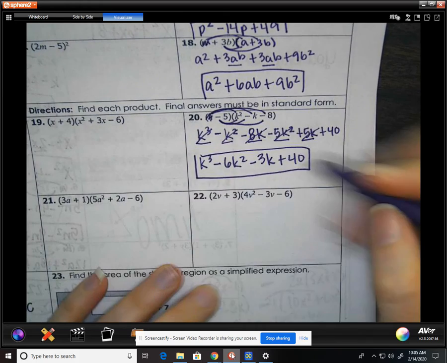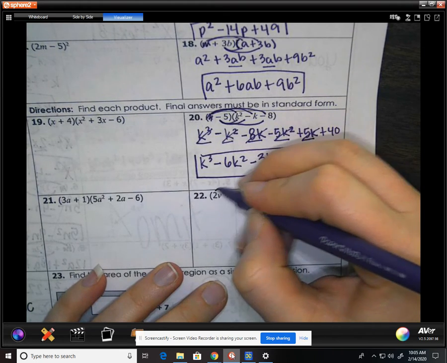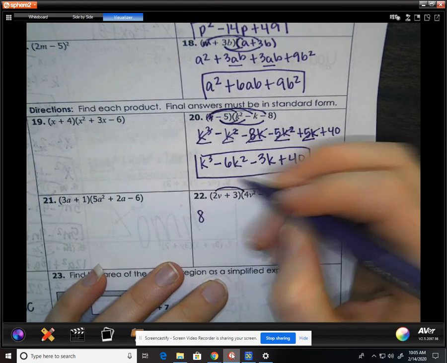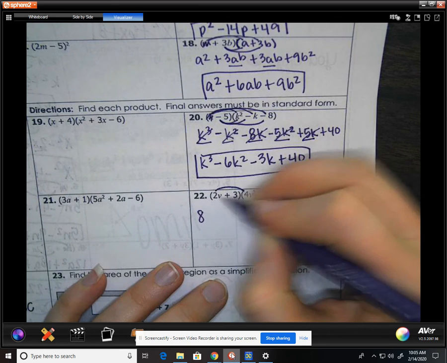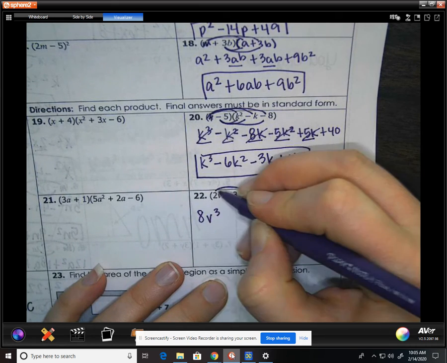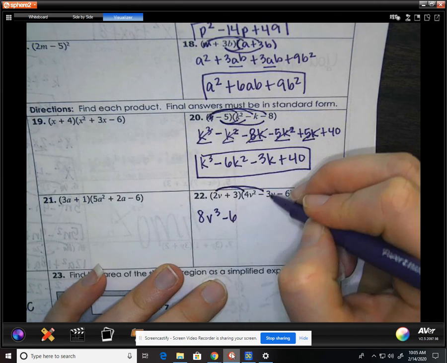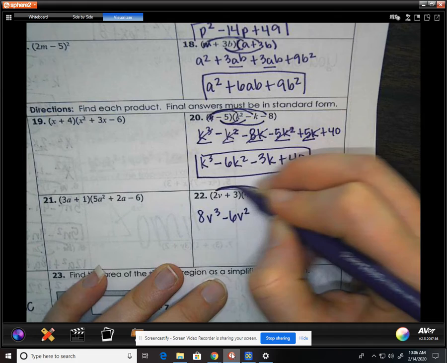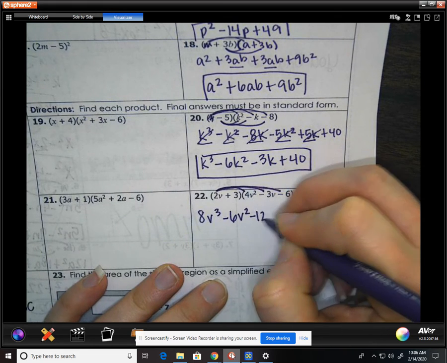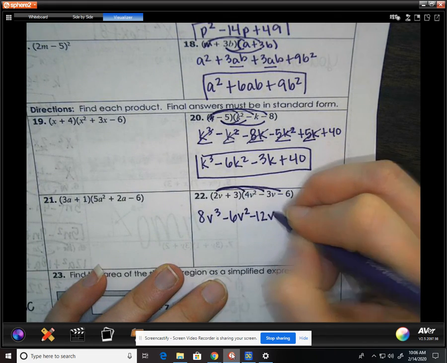Okay, for 22, we're going to do the exact same thing. We're going to do 2 times 4, which gives me 8, and then a v and a v squared. So 1 plus 2 gives me v to the third. 2 times -3 gives me -6, and 1 plus 1 gives me v squared. And 2 times -6 gives me -12, and 1 plus 0 gives me v.